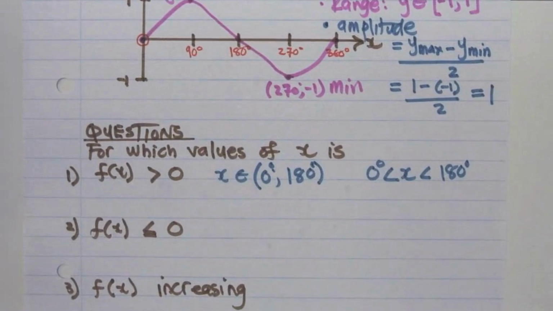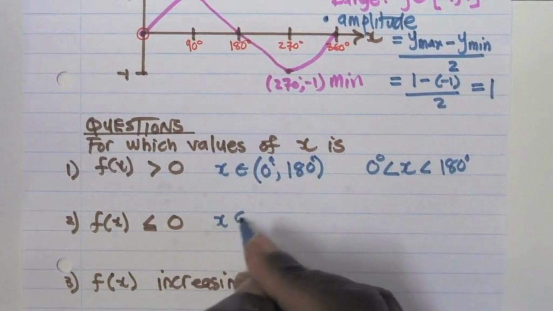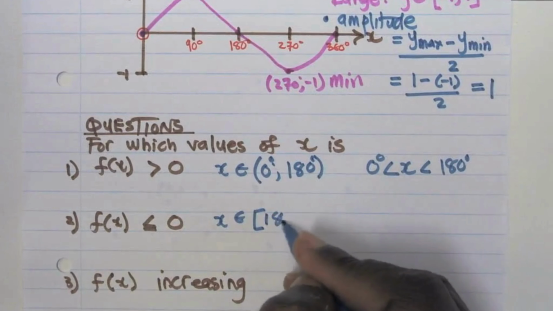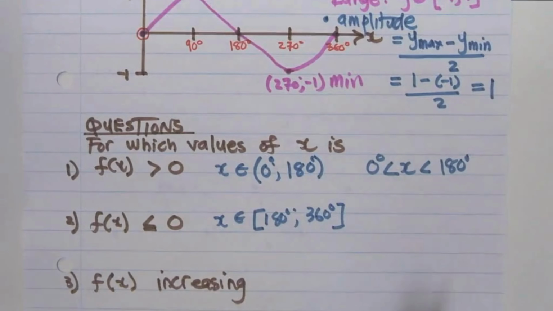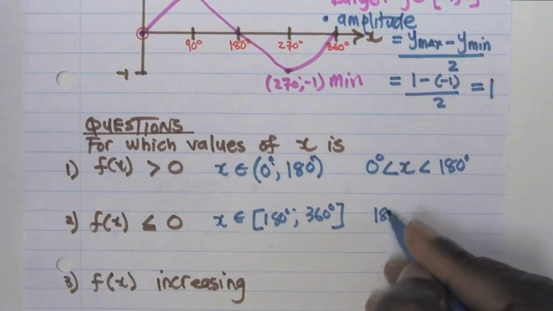Then the second part of the question wants us to establish where the graph is less than or equal to 0. It's starting from 180 degrees up to 360 degrees. And I can write this using the inequality notation as well.